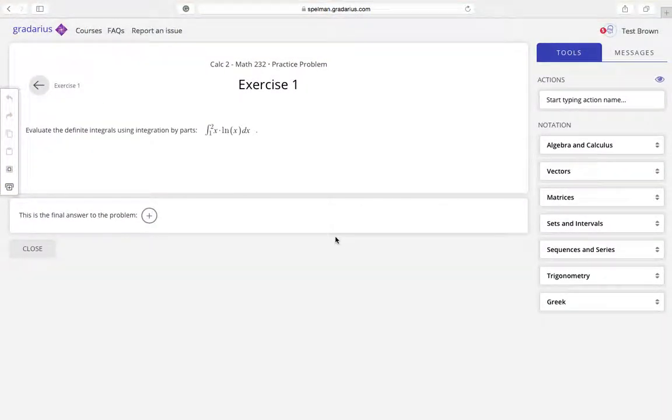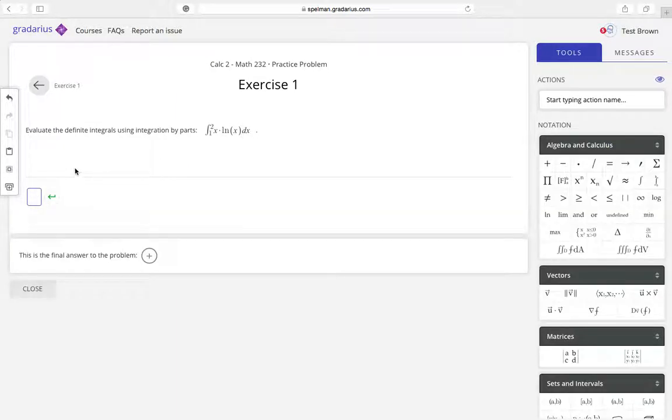Okay, so I am back with the same problem, but now I'm going to show you how to solve it using some of our action keys, okay? So again, you already know how to solve this. Yay. So we're going to start with a new row, and we are still going to start the same way, just looking for the antiderivative.